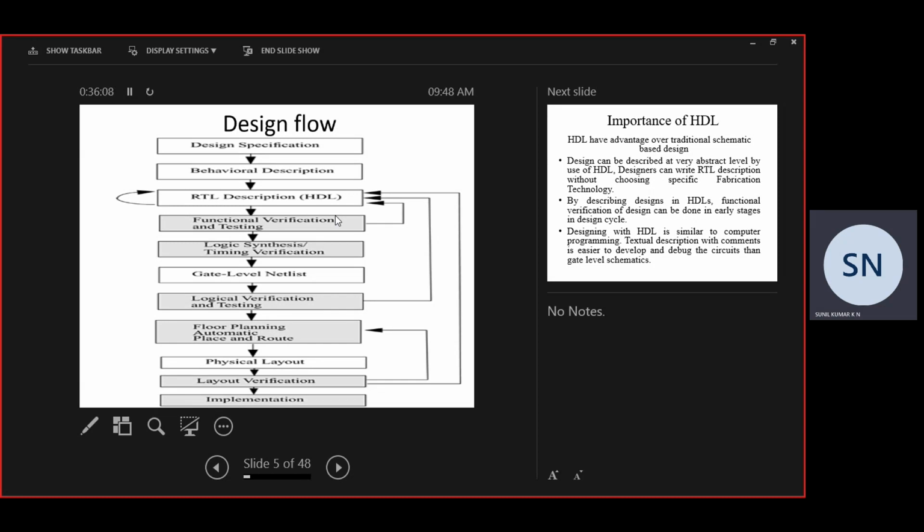So this circuit has been defined over here. A circuit total I have described over here. This circuit is an AND gate, and that AND gate I have described here. So this is called hardware description language.